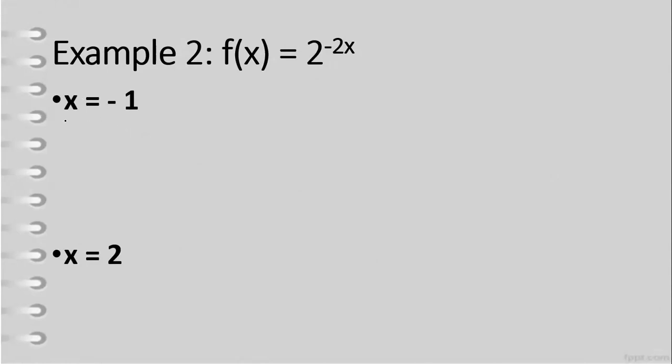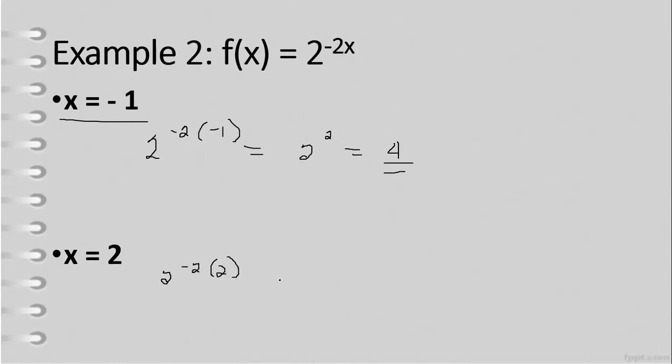The first given value of x is negative 1. Substitute x, change x into the given value, which is negative 1, so 2 raised to negative 2 times negative 1. We have positive 2. 2 raised to 2, or 2 squared, we have 4.